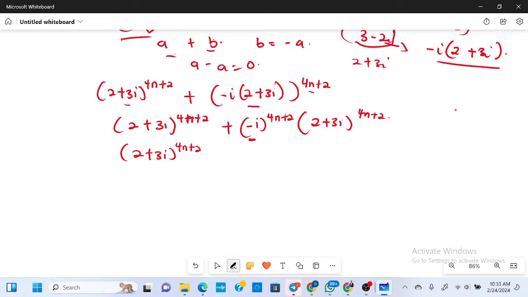Once I have negative i to the power 4n plus 2, by the law of indices, you realize that I can separate this 4n plus 2 to give me negative i to the power 4n multiplying negative 1 to the power 2. Since by indices, if you have the same base, you just add the powers, provided they are multiplying. So we can decompose this expression to give us this form.